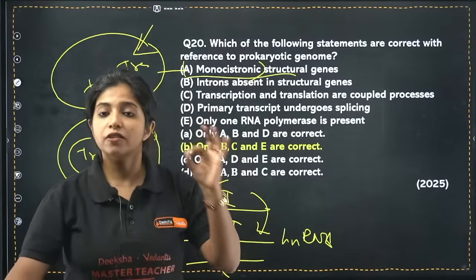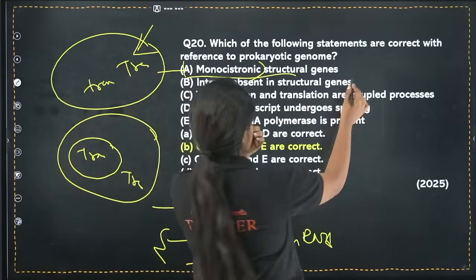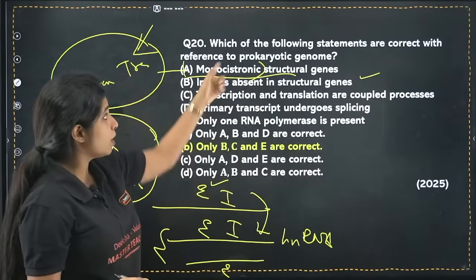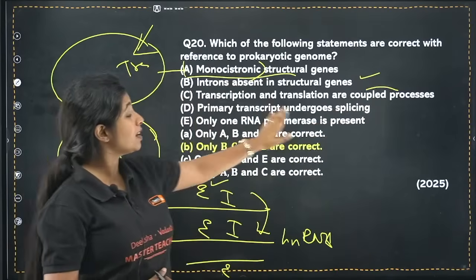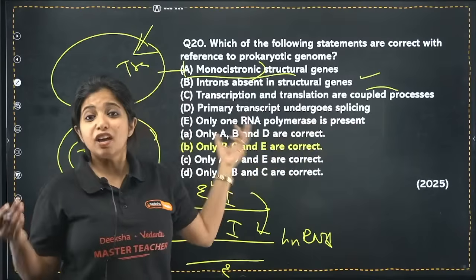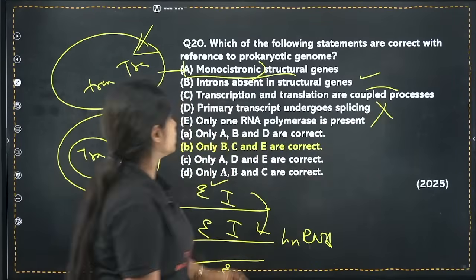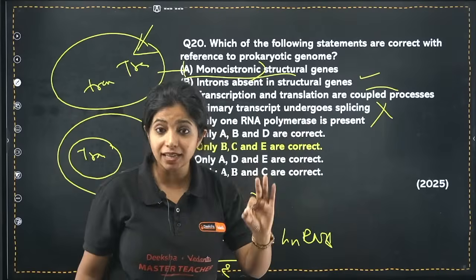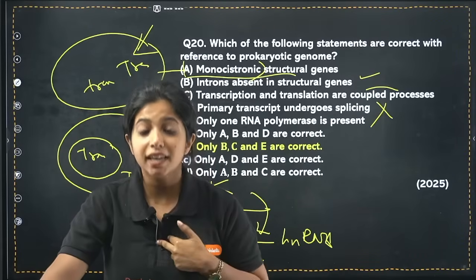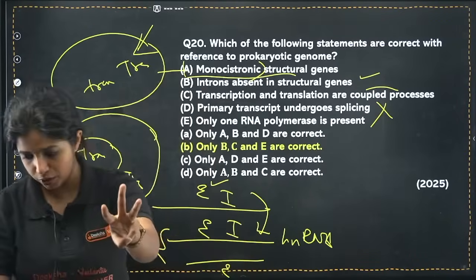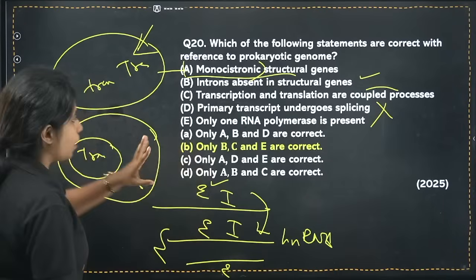Prokaryotes do not have introns. So introns are absent in structural genes. Yes, this is correct for prokaryotes. Transcription and translation are coupled processes. Yes, it is coupled. Primary transcript undergoes splicing. Why splicing? If introns are not there, what are you going to cut? Only one RNA polymerase is there. Yes, always remember, in the case of prokaryotes, they have only one RNA polymerase. In the case of eukaryotes, we have 3 RNA polymerases.